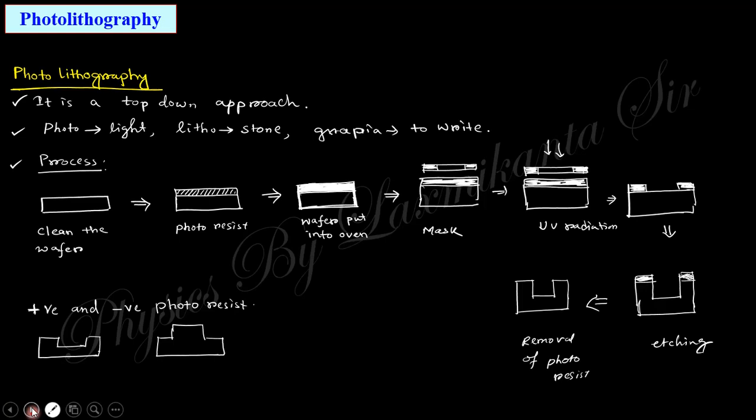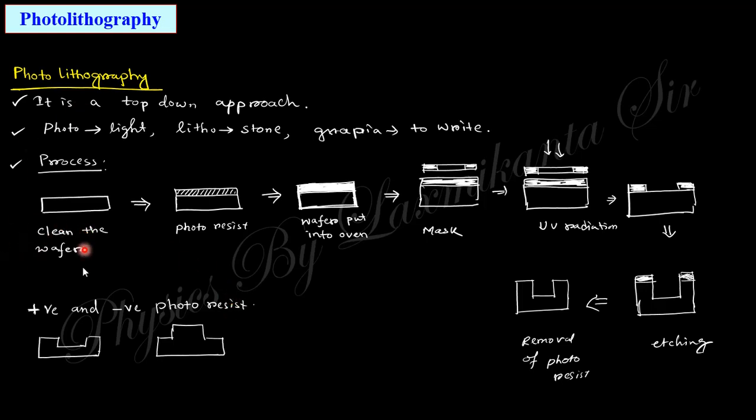The example is photolithography, which is a top-down approach, where bulk material is changed into nanostructure material. Here photo means light, litho means stone, and graphy means write. That means we write on the stone using light, which is photolithography. The steps are like that.